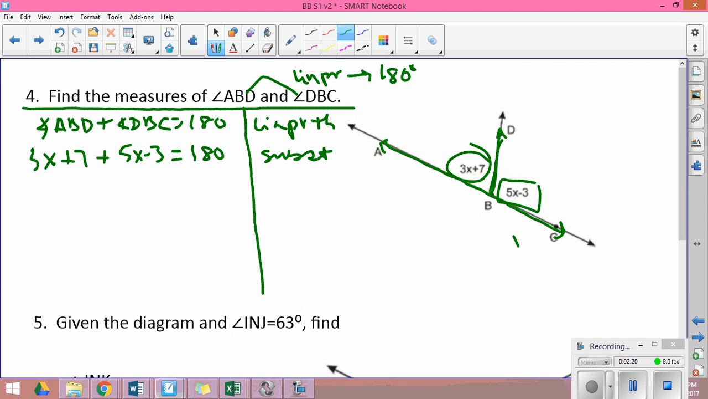Now I'm going to put my like terms. I'm going to do algebra. 3x plus 5x is 8x plus 7 minus 3 plus 4 equals 180. And if you remember from algebra, that's called combining like terms. Now I have to get the x alone, so I'm going to subtract 4 from both sides. And the rule that lets me do that is subtraction.